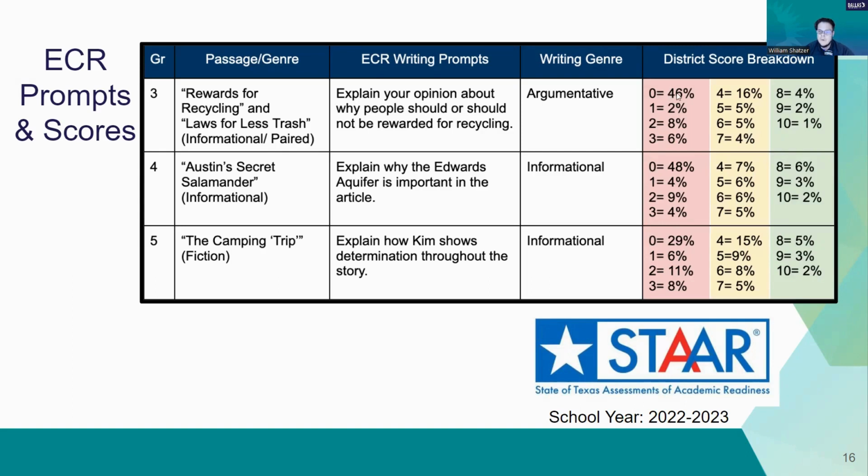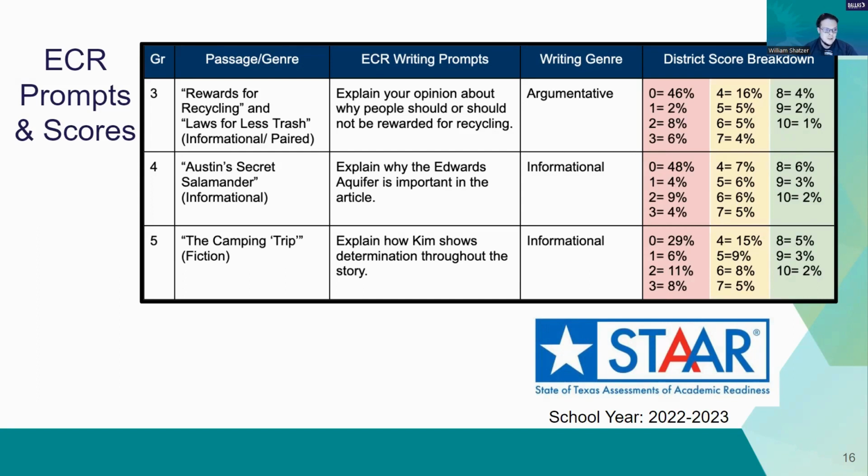In third grade, 46% of the third graders here scored a 0, 2% scored a 1, 8% scored a 2. So if we're looking at 0, 1, and 2, those are really rough scores to receive on extended constructed response, and that's well over 50% of our students. So if we have almost 50% of our students scoring a 0 on this, we should know at this point that an extended constructed response is worth 10 points on the STAR test, and that is almost 20% of their STAR test score. So if they receive a 0 on that, you're almost guaranteed to not be able to get to masters. It's going to be extremely difficult to get to meets, and even getting to approaches at that point is going to be quite difficult for a lot of our students.